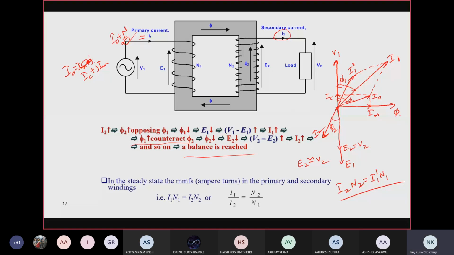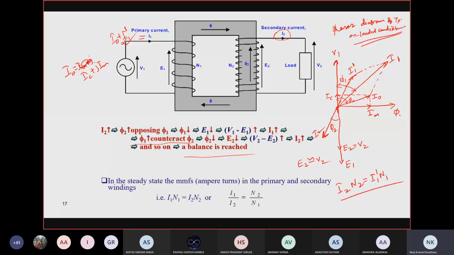फेजर डायग्राम ऑफ ट्रांसफार्मर ऑन लोडेड कंडीशन लिख दो, या कुछ भी लिखो अपने हिसाब से। किसी को कोई कंफ्यूजन है इसमें तो पूछ सकते हो, otherwise we will move ahead। I think there is no question.